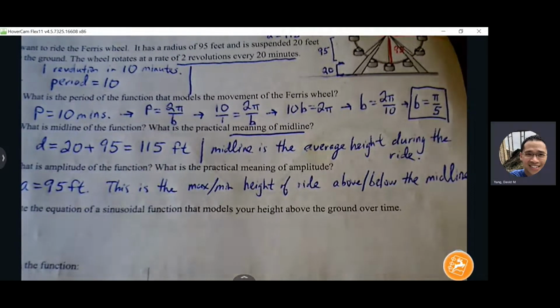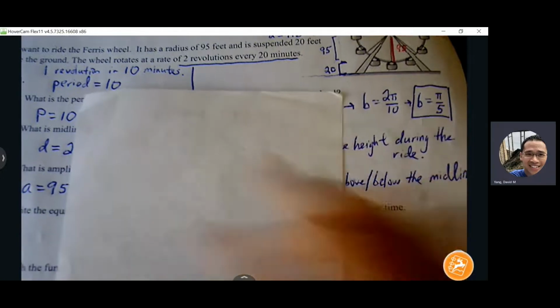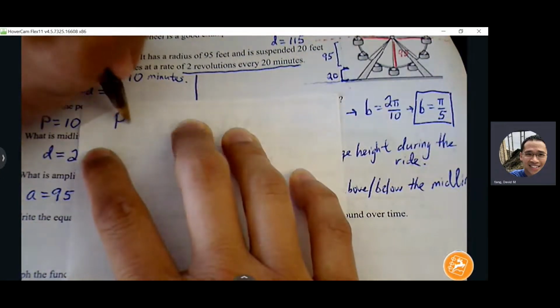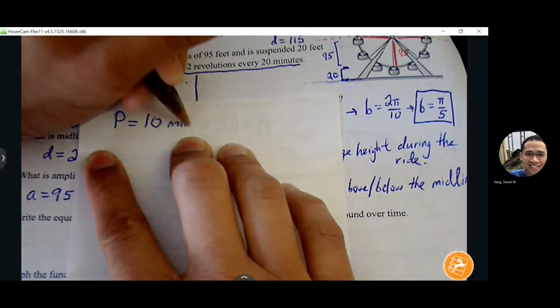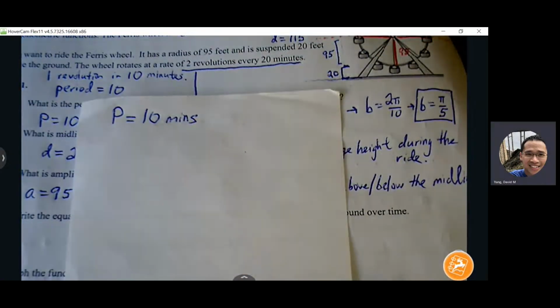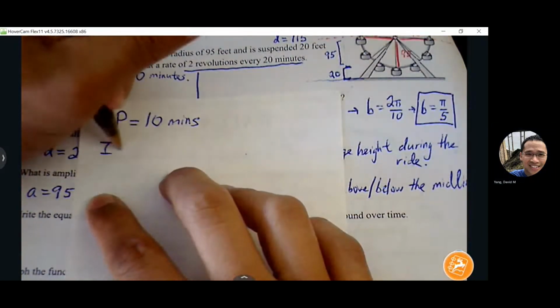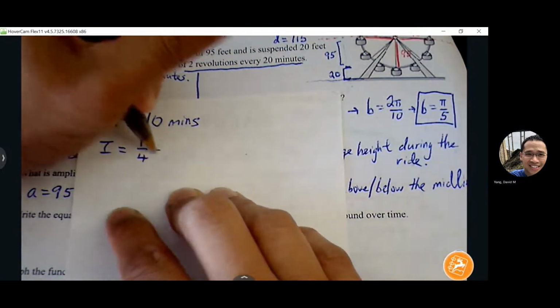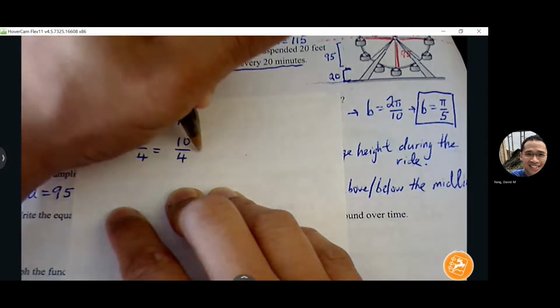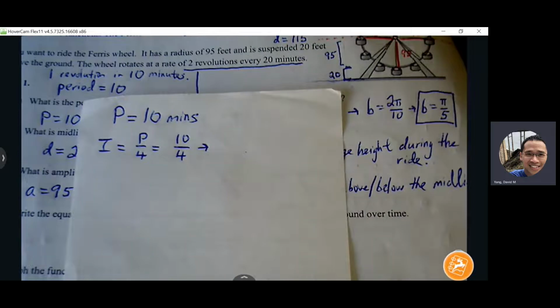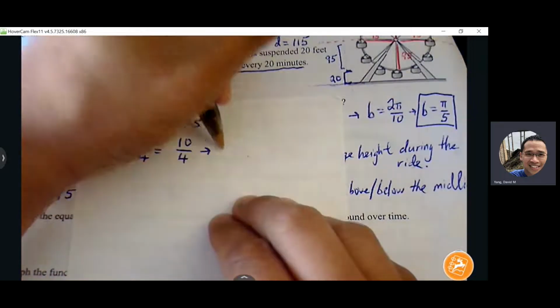Okay, so it says write the equation of the sinusoidal function that models your height above the ground over time. So I'm going to put this on a side sheet here so I don't have to keep flipping back and forth between the page. So think about it this way here. Our period is 10 minutes. Eventually, I want to graph it, so I need to find my interval. How do I find my interval? Period over 4. So 10 over 4 is 5 over 2, which is 2.5.